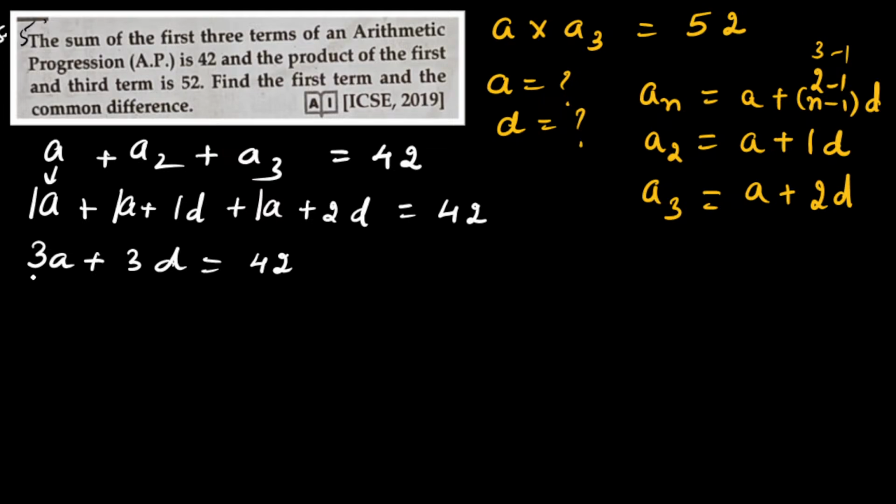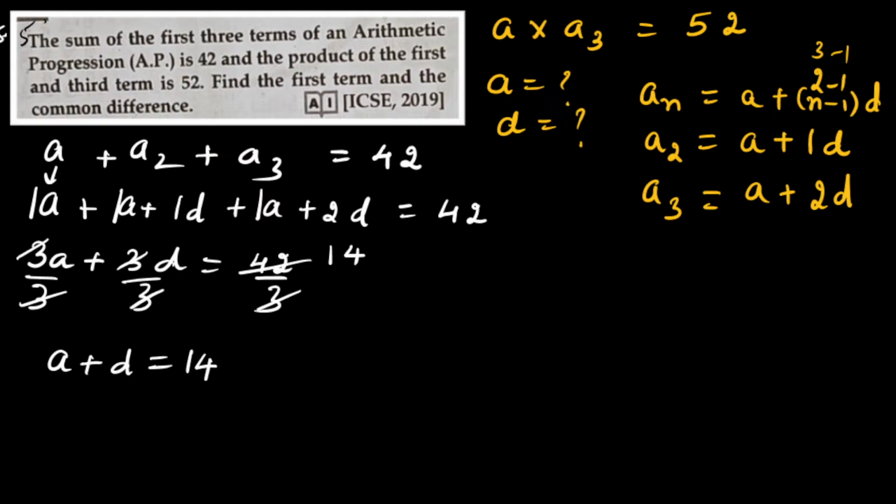Here we can say 3 is a common factor. We'll divide the entire equation by 3. So 3 and 3 will get cancelled, here also 3 and 3 will get cancelled, and we'll get 14. So A plus D is equal to 14. So the first part, the first given information, we have solved, and from here we are getting one equation: A plus D is equal to 14.